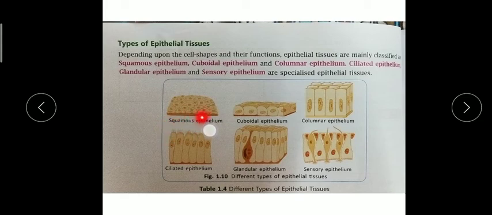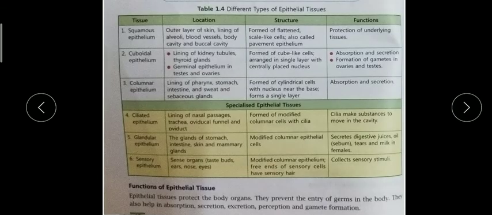You can see squamous, they are pavement like, single cell. Some cells are cuboid, some are oval, some are elongated pillar like, some are having hairs. So these epithelial tissues are divided into 6 parts. 3 are the general ones, and the other 3 are specialized tissue. In this table you can see where it is located, what the structure is, and what the functions are. I already explained this to you in the Zoom class.